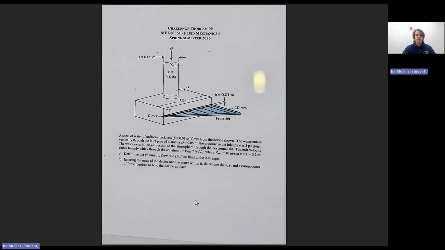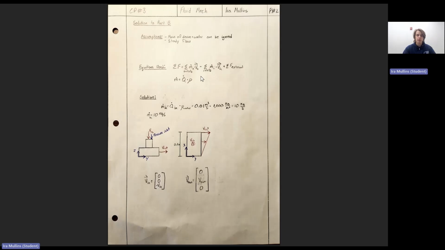We need to find the reaction forces required to keep this piece in place with the flow rate coming in and the flow rate coming out. And so to do that, this is the equation that I used. It's a simplification of the Reynolds transport theorem, and it's basically a conservation of linear momentum.